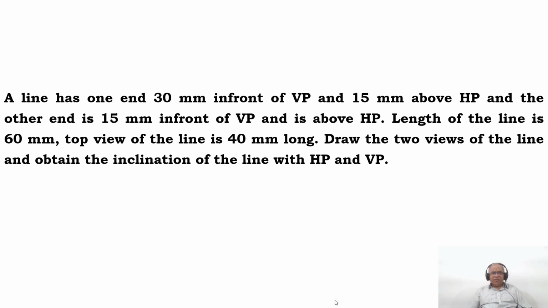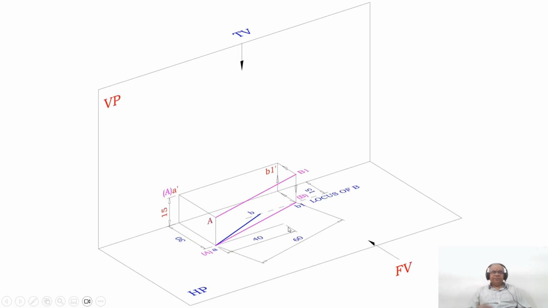So to do that, how do we analyze this by using 3 dimensions? Here, one end of the line is 15 mm above HP. You can see this is the distance above HP, so this distance can be seen from the front view. When you look from the front view, you can see that the line is projected till here onto the vertical plane. So you mark that point as A dash and you mark this as capital A. So you have 15 mm above HP, and it is in front of VP.